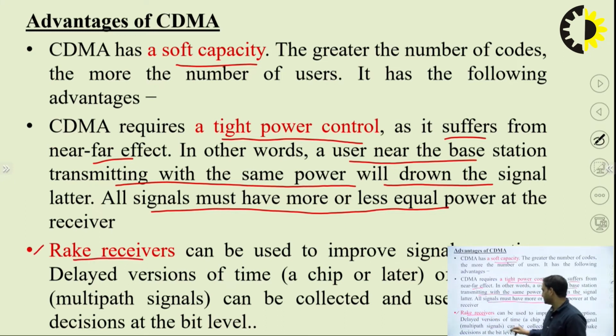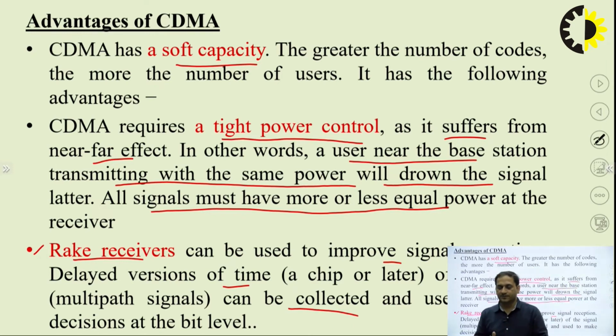This rake receiver can be used to improve the signal reception, using the delayed versions of the signal transmitted by the base station and received at the receiver. In this case, we can collect the signals and use them to make the decision at the bit level.